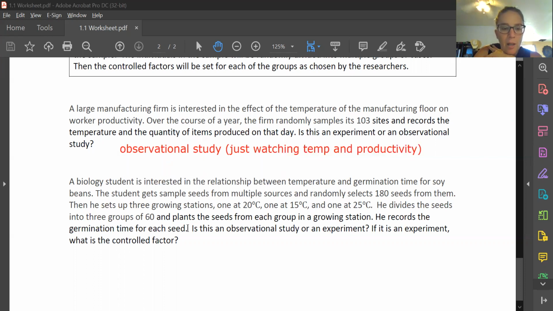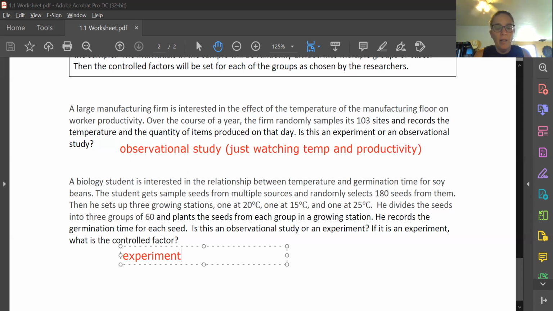That's why. Okay, finally, a biology student is interested in the relationship between temperature and germination time for soybeans. The student gets sample seeds from multiple sources and randomly selects 180. Then he sets up 3 growing stations. Here's the 3 temperatures, 20, 15, and 25 degrees Celsius. He divides the seeds into groups. You see where we're going here? He's dividing the seeds. He's deciding the temperature. Then he's recording the germination time for each seed. And so this one is an experiment because he chose all those things.